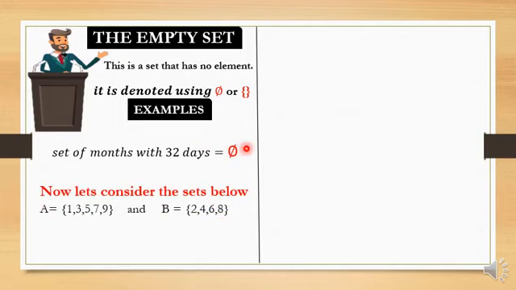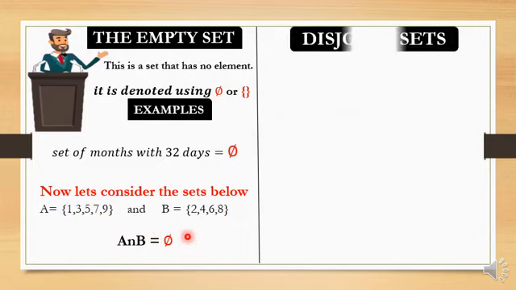Another example. Now let's consider the two sets below, set A and set B. Set A is 1, 3, 5, 7, 9 and set B is 2, 4, 6, 8. Now let's take the set A intersection B. We notice that A intersection B is going to be an empty set because there is no element here that is also here. So the set A intersection B is an empty set, for example.